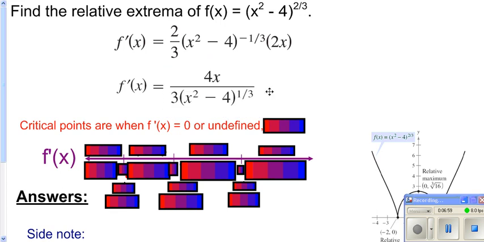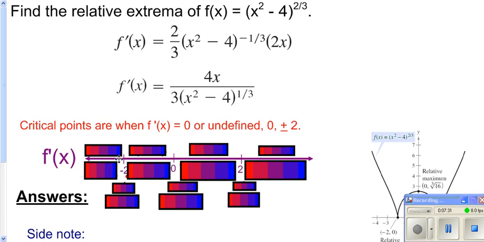Then your critical points are where your derivative is 0 or undefined. Your derivative would be 0 when the top is 0. It would be undefined at what causes the bottom to be 0, and that would be plus or minus 2. You then want to take those three critical points of 0 and plus or minus 2, put them on your number line. Then once again, just like we did in the previous problem, take a number in each one of these regions.